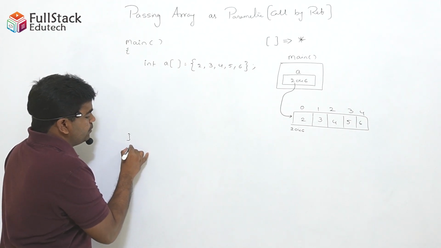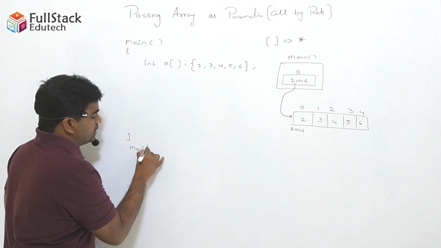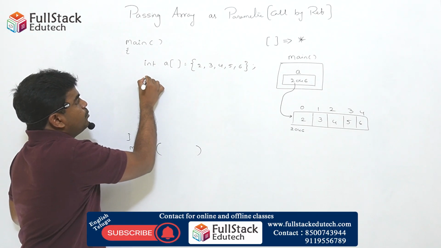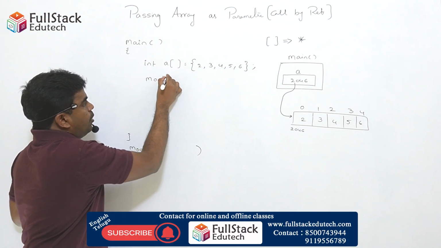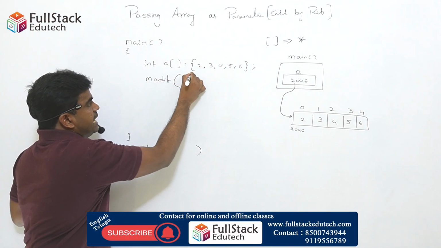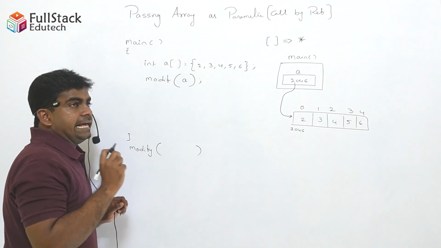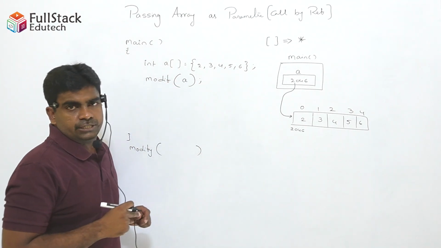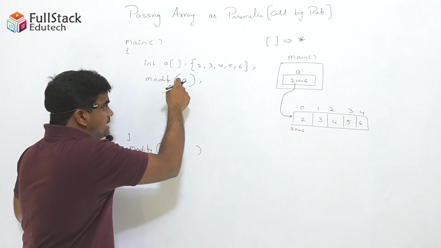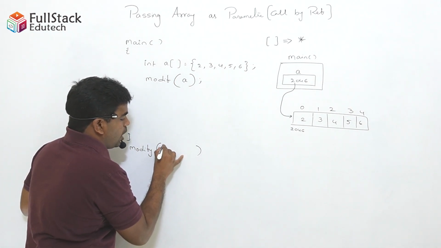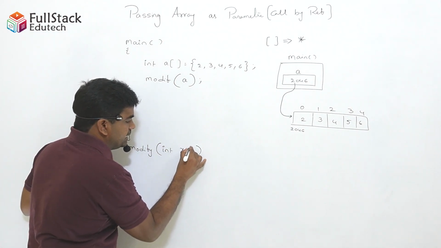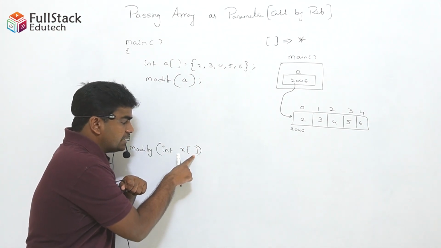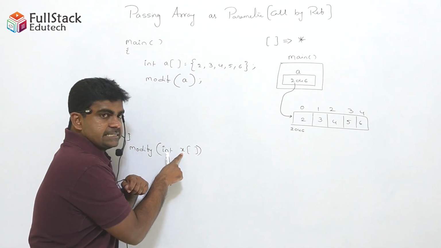We are writing one function, modify. I am calling this modify function, passing A. A means the array, so the array is being passed as an input to the function. This array we need to collect here. How can we do that? You need to declare a variable of the same integer type, that is X.